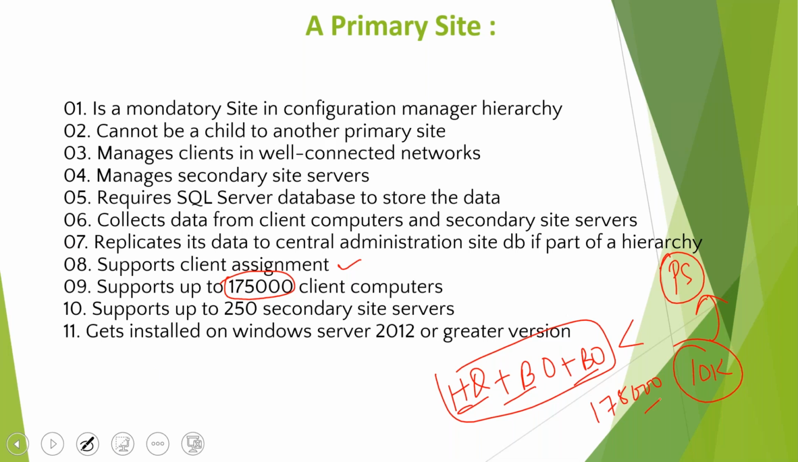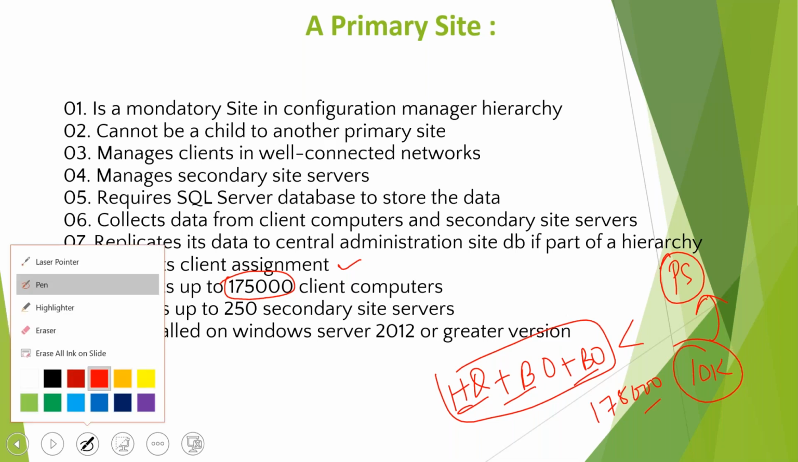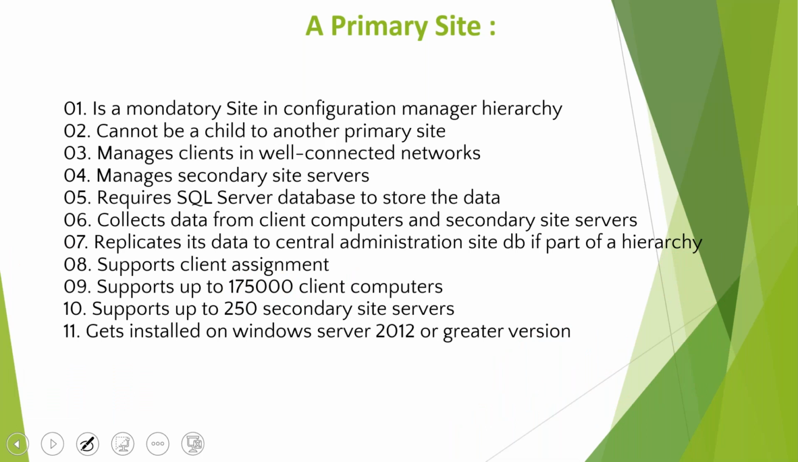How many secondary site servers can a primary have? Primary site can have a maximum of 250 secondary sites. So maximum 250. Secondary 1, then secondary 2, then secondary 3. It can go up to secondary 250.